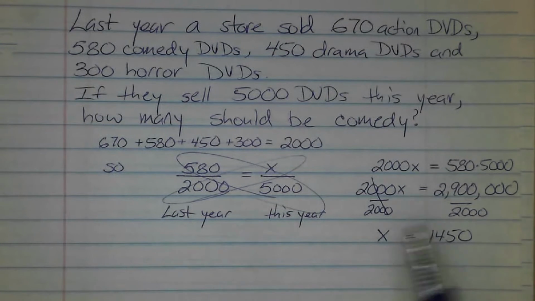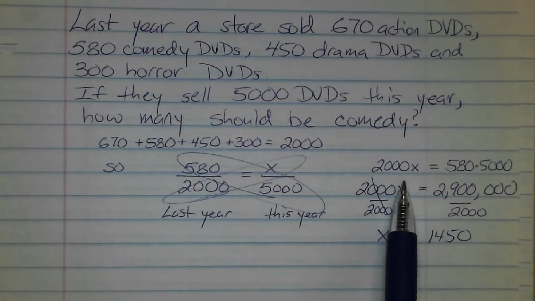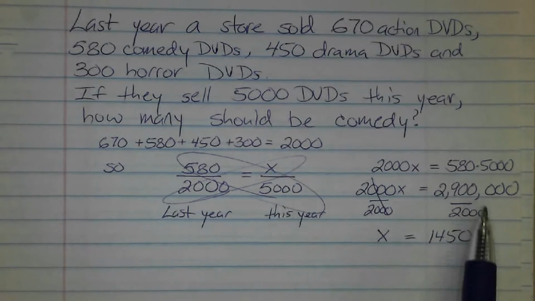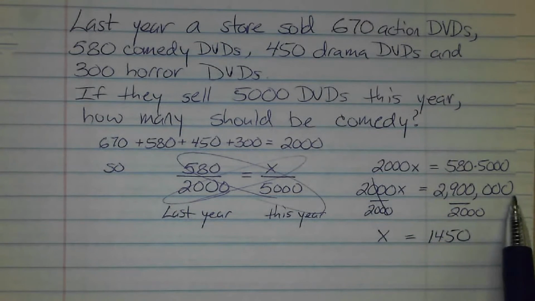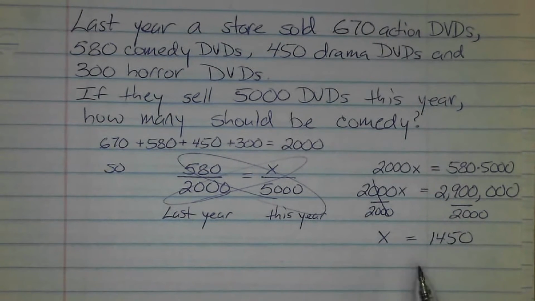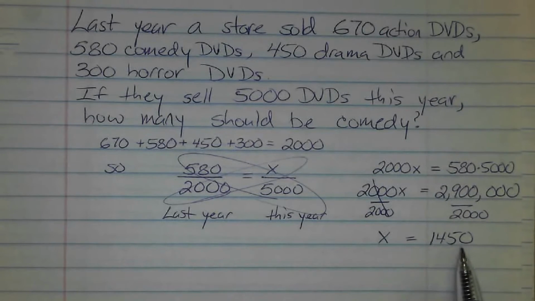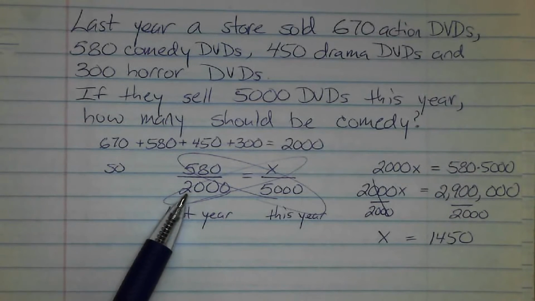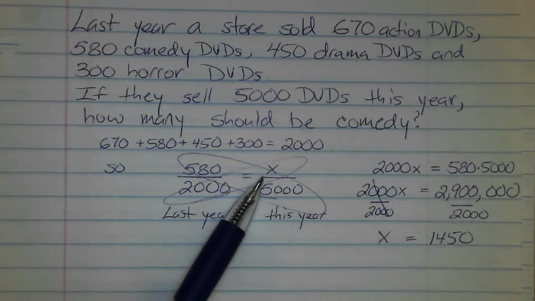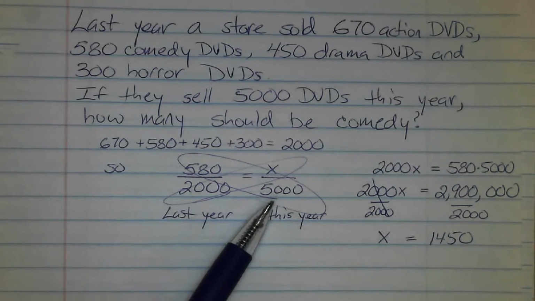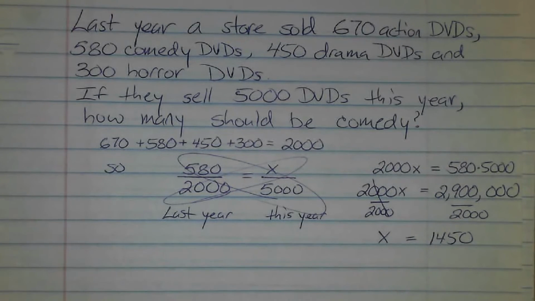So we do our cross products and we find out that 2,000 times x equals 580 times 5,000. We simplify this, 2,900,000, divide both sides by 2,000, and we find out that x equals 1,450. That means if they sold 580 comedy DVDs out of 2,000 total DVDs, that this year they should expect that 1,450 comedy DVDs out of the 5,000 total sales should take place.